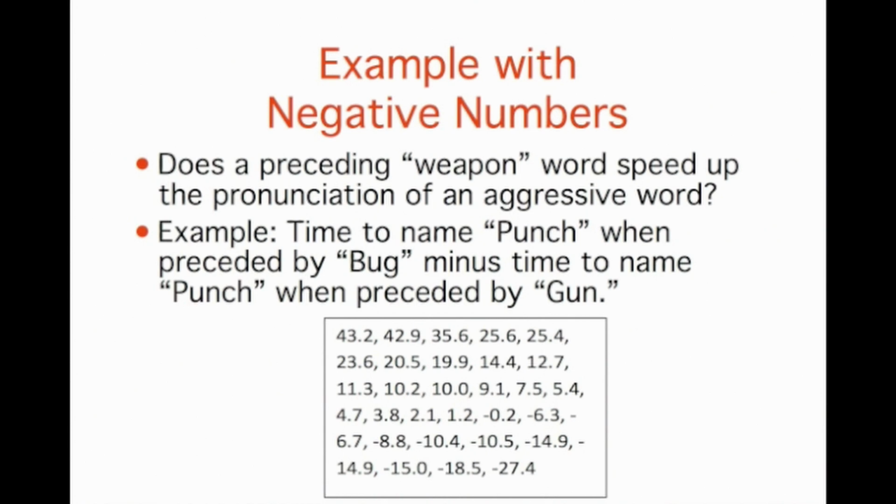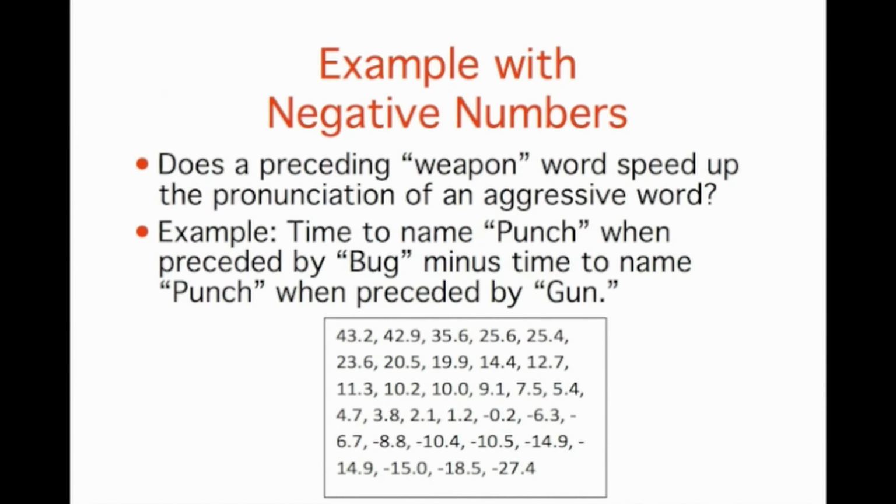The issue addressed by the experiment was whether a preceding weapon word would speed up or prime pronunciation of the aggressive word compared to a non-weapon priming word. A positive difference implies greater priming of the aggressive word by the weapon word. Negative differences imply that the priming by the weapon word was less than for a neutral word.